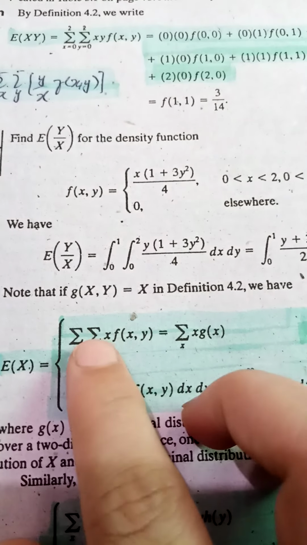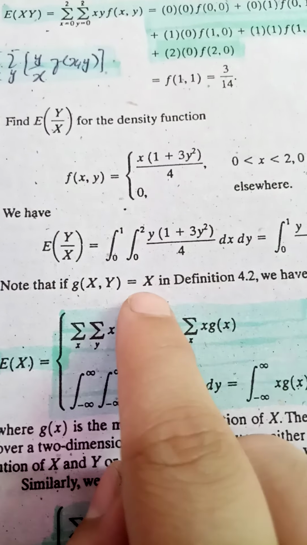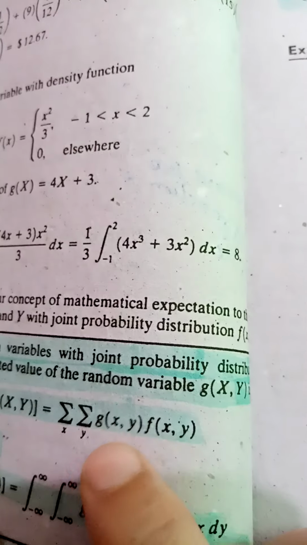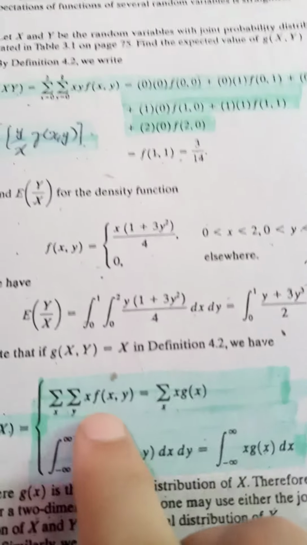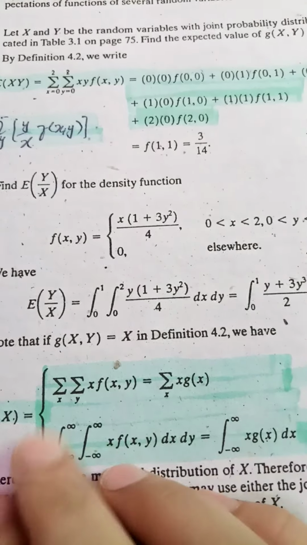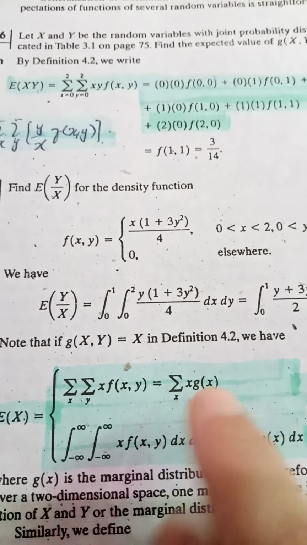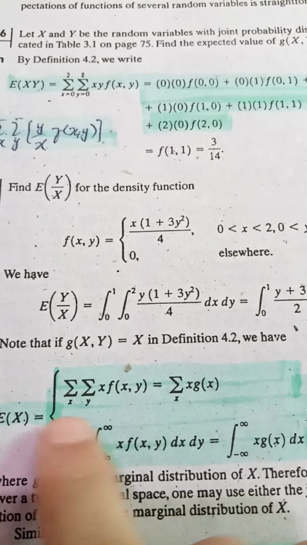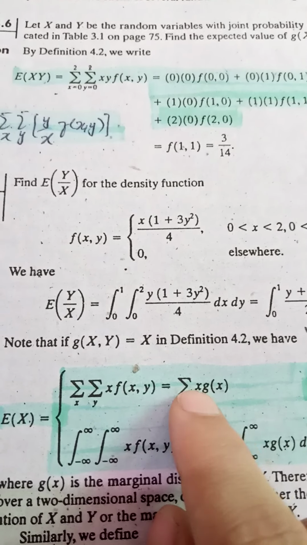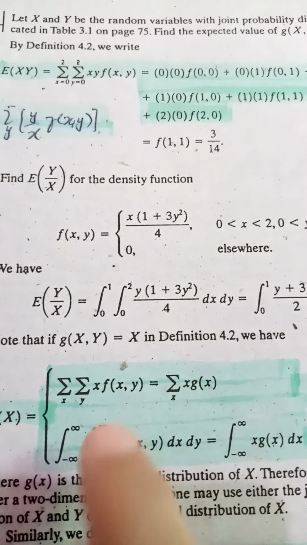How can we do that? We have to compute expected value of x. So our function g of xy is equal to x. So simply replace g of xy by x in this formula. So we get summation over x, y of x into f of x y. Here we can observe that we can reduce this formula to this. If we are using the bivariate distribution itself, we use double summation, one for x and one for y. But if we are using marginal distribution, we can use that simplified formula. Okay, these formulas are equal.